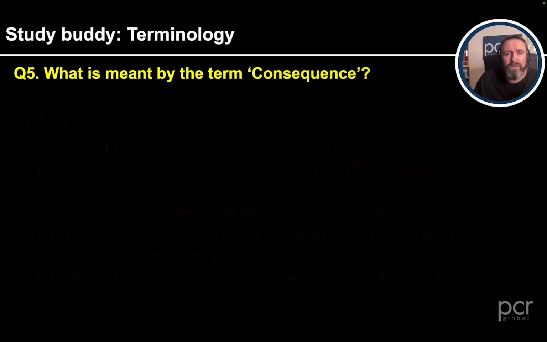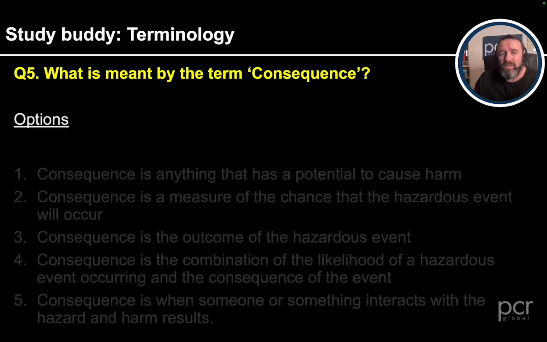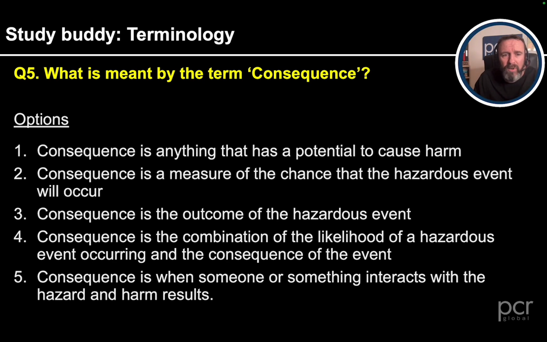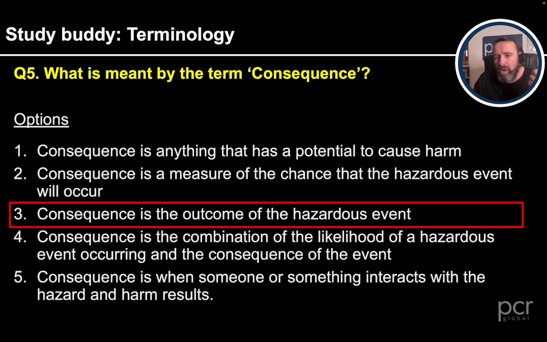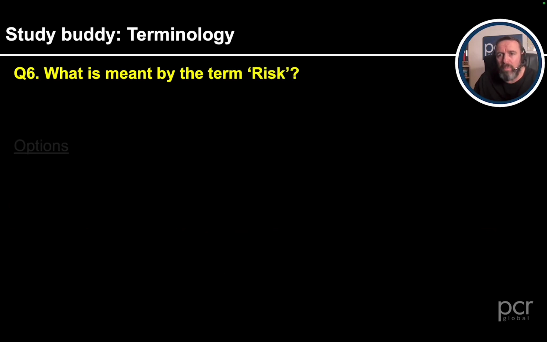Again, important terminology. Consequence: there's going to be an output, isn't it? So let's have a look at those. Anything that has a potential to cause harm, it can't be that. A measure of the chance, it can't be that. The outcome of the hazardous event, and there you go. So now we've looked at likelihood and consequence, haven't we?